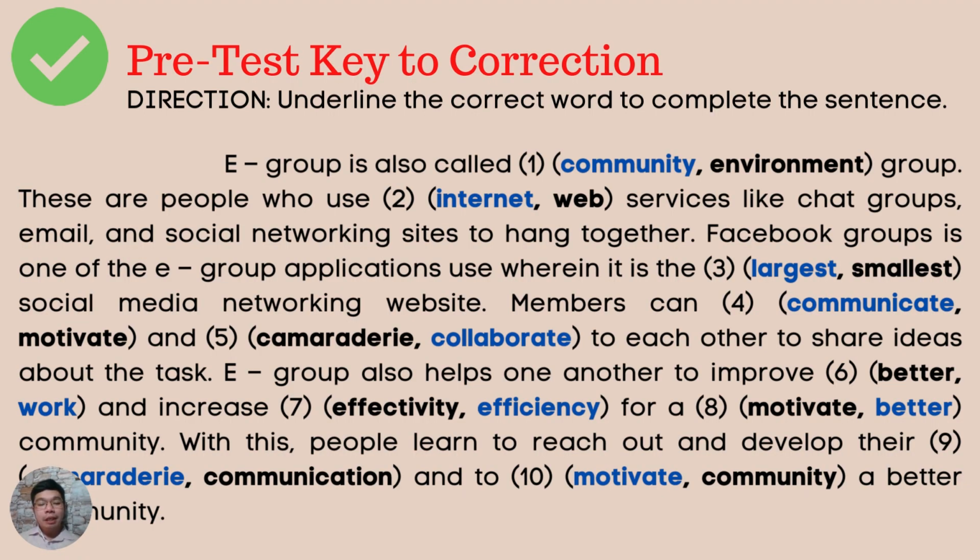These are people who use internet services like chat groups, email, and social networking sites to hang together. Facebook group is one of the e-group applications used wherein it is the largest social media networking website. Members can communicate and collaborate to each other to share ideas about the task. E-group also helps one another to improve work and increase efficiency for a better community. With this, people learn to reach out and develop their camaraderie and to motivate a better community.